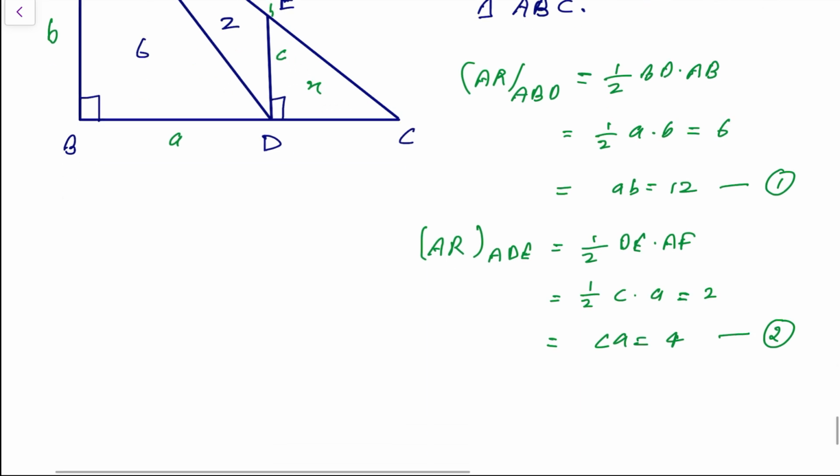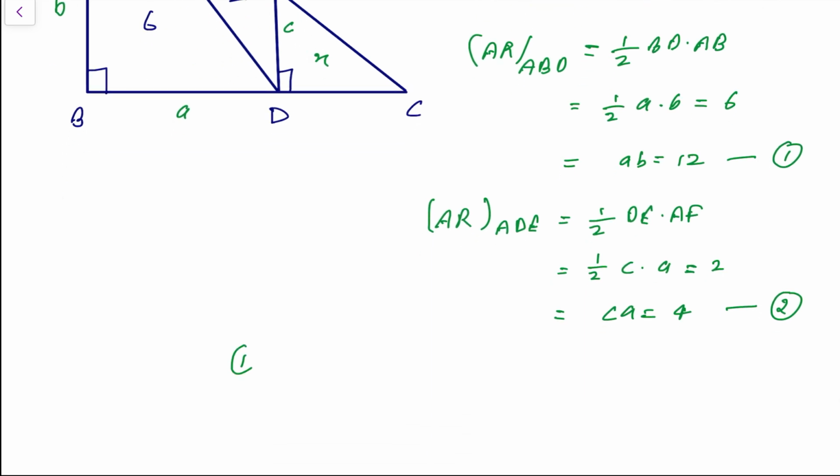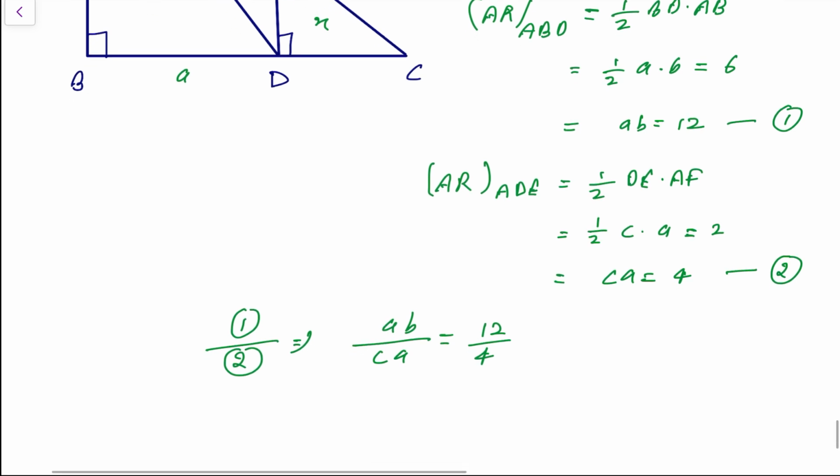If we divide equation number 1 by equation number 2, we have ab divided by ca equal to 12 divided by 4. After simplification, we have b divided by c is equal to 3 divided by 1. Let's call it equation number 3.